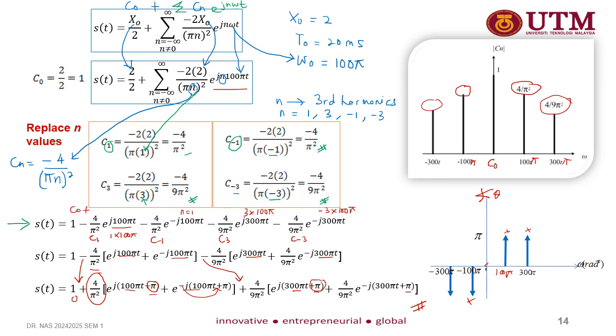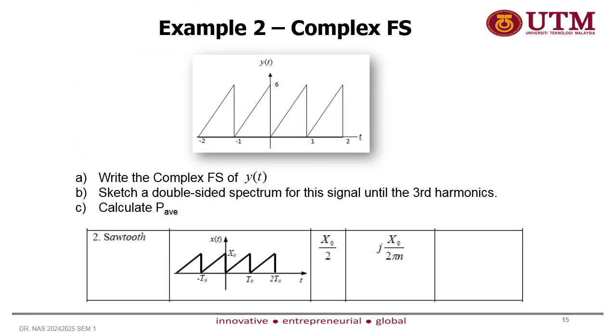And at negative 300, negative times positive is negative, so it's negative pi. So this is negative pi values. Okay, so that's the amplitude and phase plot for the given function. Okay, let's look at the second example.